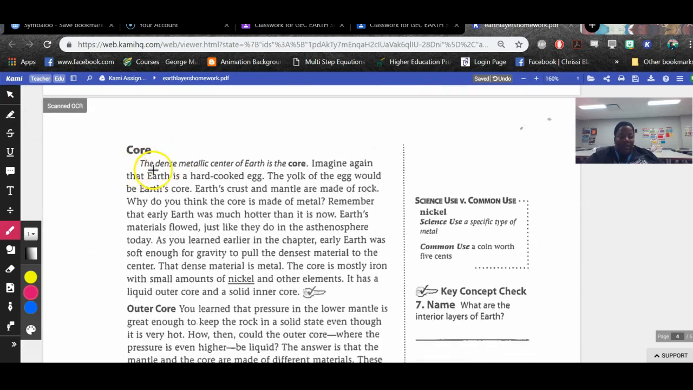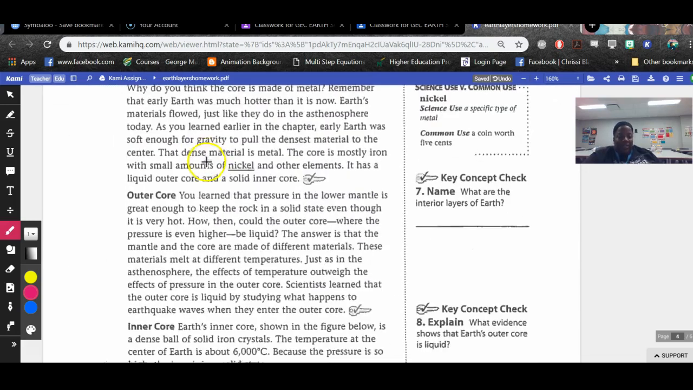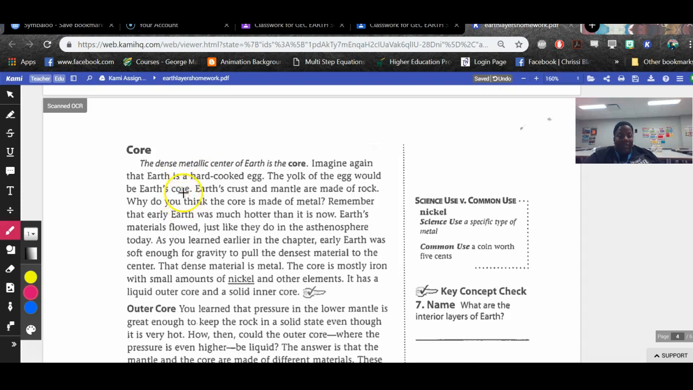All right, now we get to talk about the core. We're almost there. The dense metallic center of Earth is the core. It says, imagine again that Earth is a hard cooked egg. The yolk of the egg would be Earth's core. Earth's crust and mantle are made of rock.